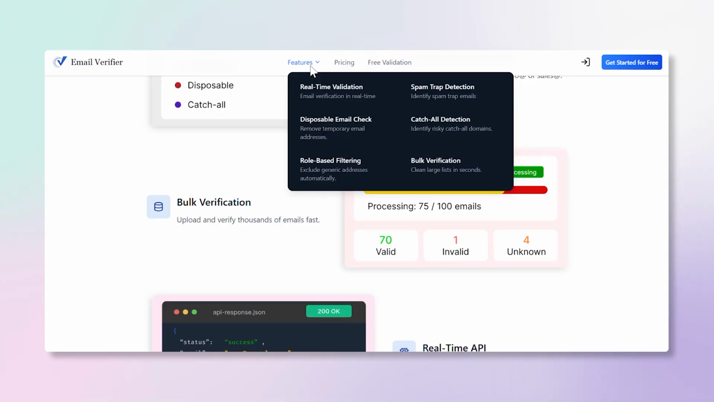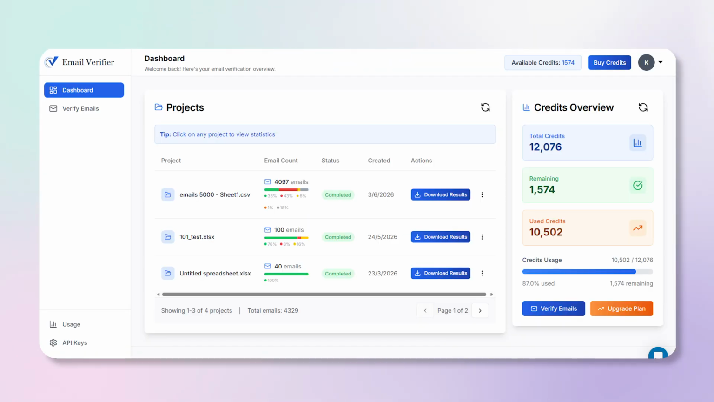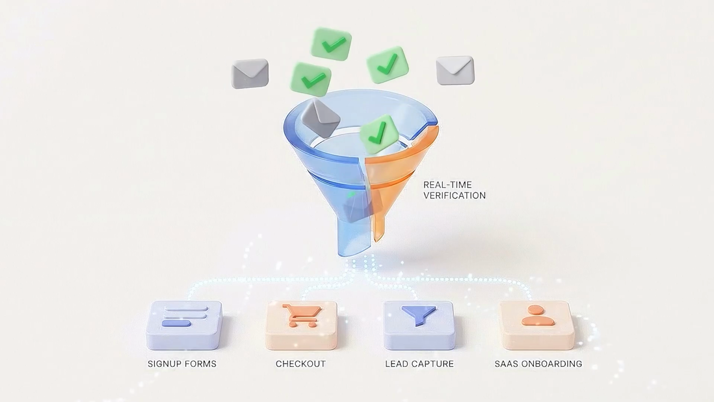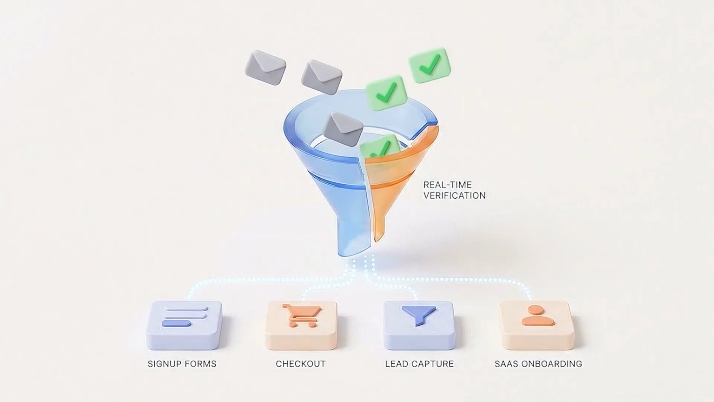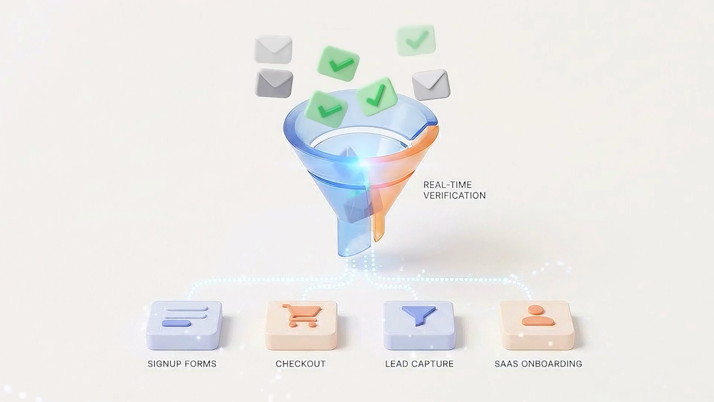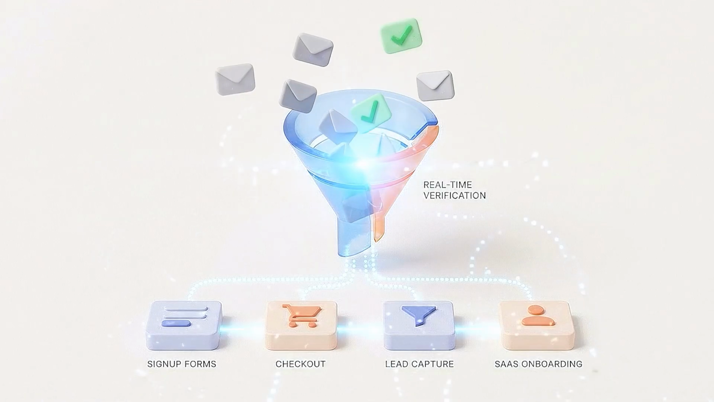The second strong point is that EmailVerifier.io supports both bulk verification and real-time verification. Bulk verification is what you use when you already have a list and want to clean it before launching a campaign. Real-time verification is what you use when you want to check emails as they enter your system, such as on sign-up forms, checkout pages, lead capture pages, SaaS onboarding flows, or internal CRMs. That combination makes the tool useful for cold email teams, SaaS products, e-commerce businesses, and marketers who want cleaner data before it becomes a problem.